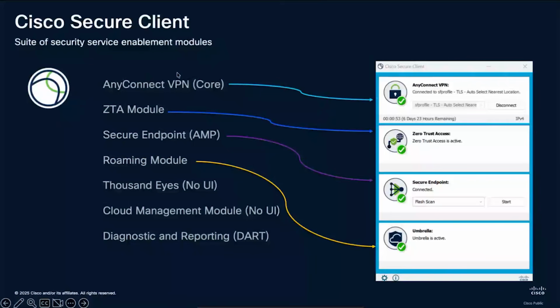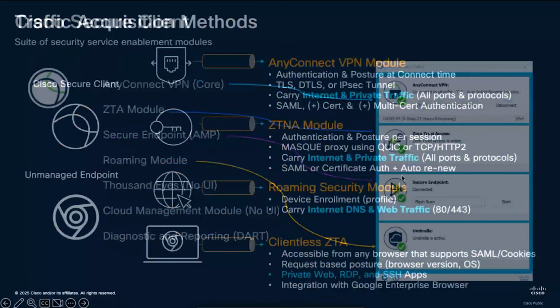And for example, we have other agents such as the Secure Endpoint, the AMP, the advanced malware protection for endpoints. We can also have the Umbrella module for the DNS protection. So it will be a combination of agents that will enable the needed features on the endpoint itself. Okay.